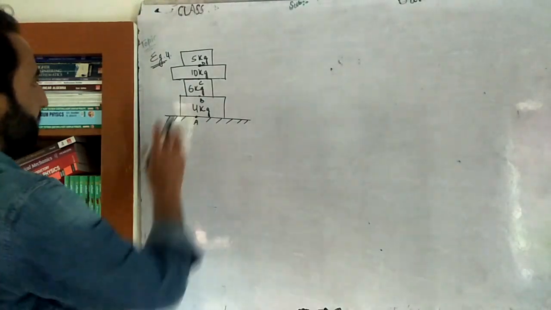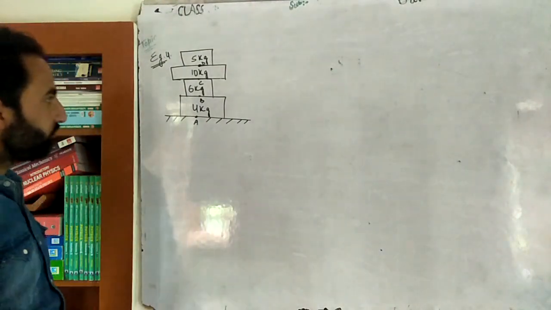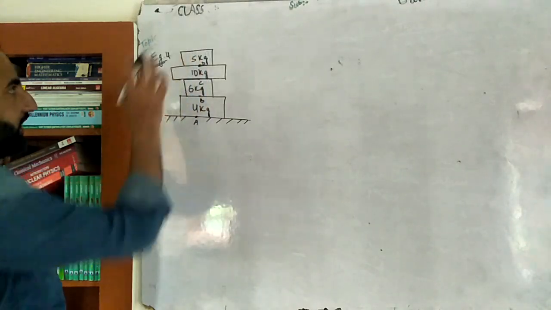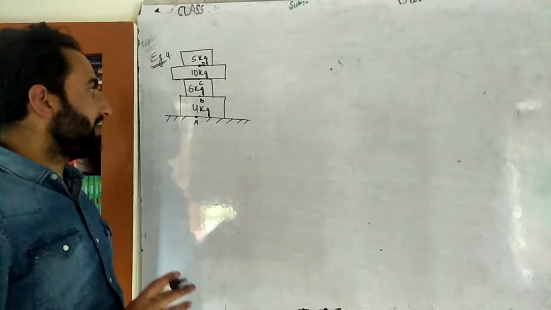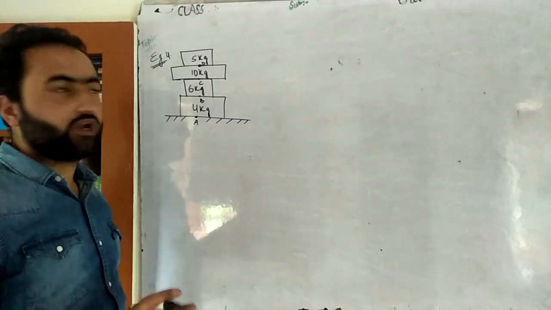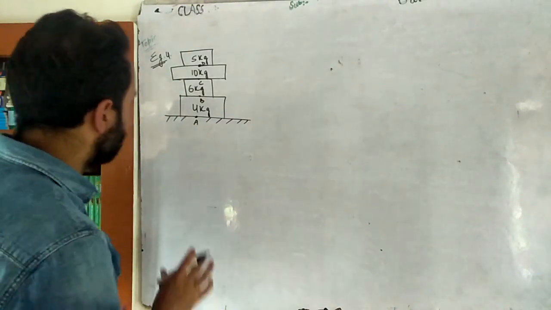Okay, so we have one more example of this type. Same question: calculate normal reaction at point A, at point B, at point C, at point D. So the shortest trick is that normal reaction at any point is contributed by those masses that lie above and not contributed by those masses that lie below.